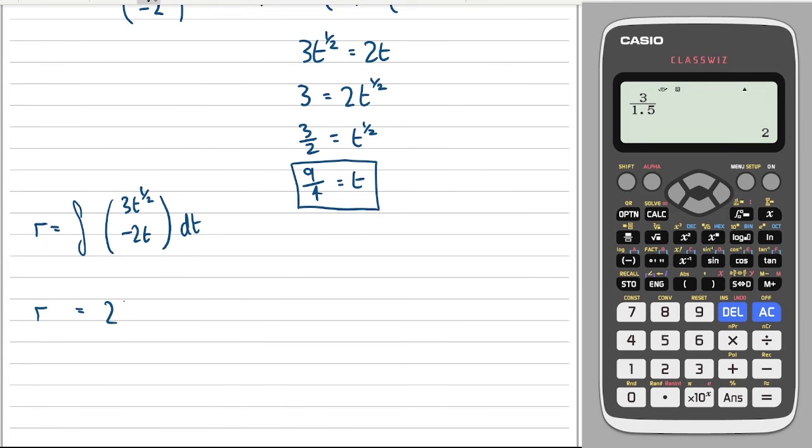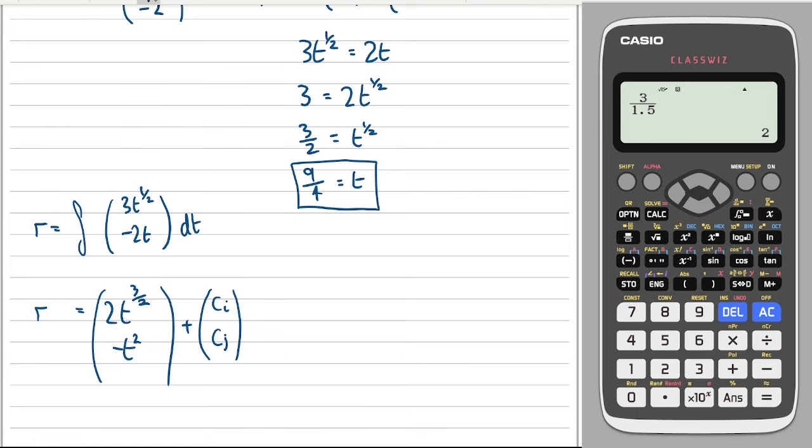So it's going to be 2t to the 3 over 2 on top, and on the bottom, that's going to up the power to a square term, divide by 3, I'm going to get minus t squared. But I'm going to get plus c, as we always do when we integrate. Because I'm in vector form, I'm going to put ci here and cj there.